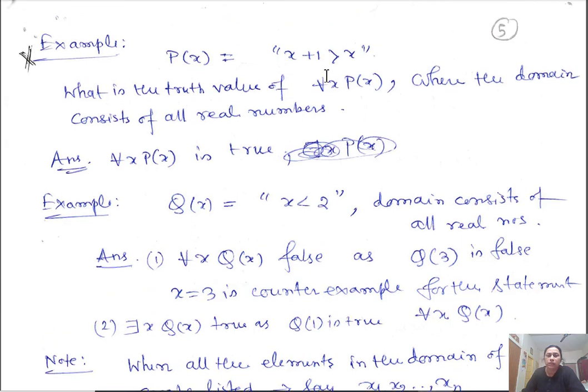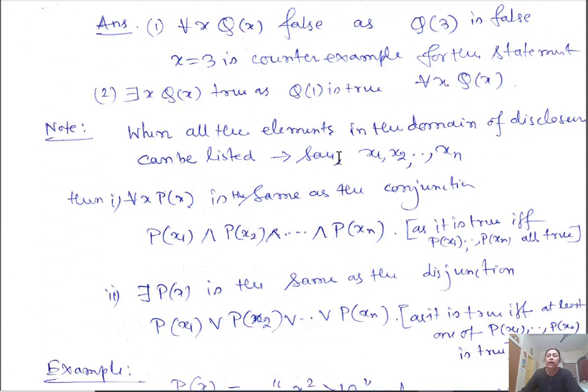Okay, when you use these things, you have to define the domain. Here, the domain is the set of all real numbers. In the case of x less than 2, the domain consists of all real numbers. So for all x, this is false, because if you take 3, it is not less than 2, therefore it is false. And there exists x, this is always true.